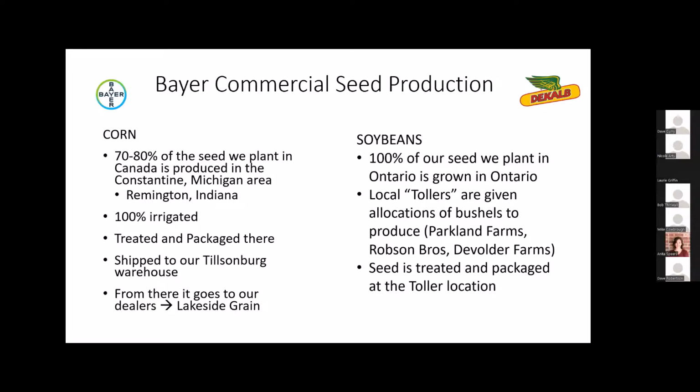Soybeans are quite a bit different. 100% of the seed we plant in Ontario is grown locally in Ontario. We have local tollers that we contract with to get bushels produced. You may be familiar with some of these names: Parkland Farms at Sarnia, Robson Brothers, and DeVolder Farms. There are other ones across Ontario and Quebec, but locally for us, it's at these three toller centers where the seed is produced.